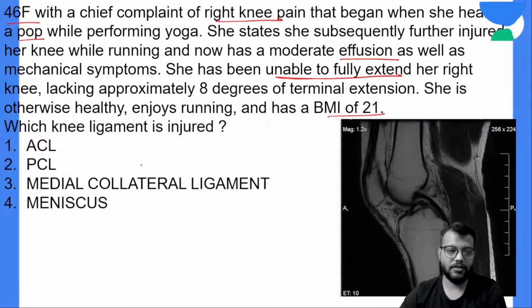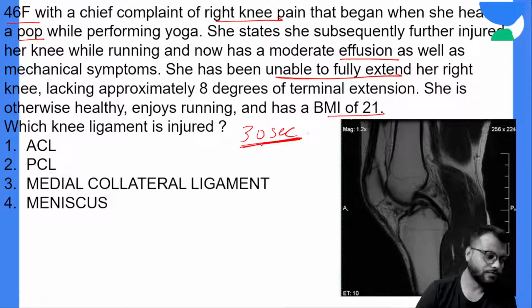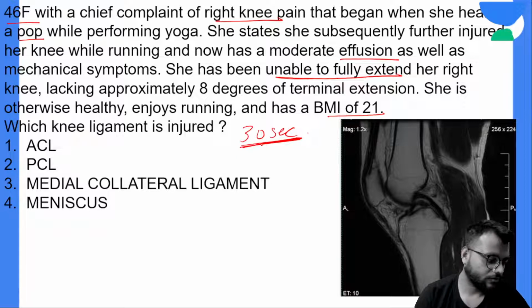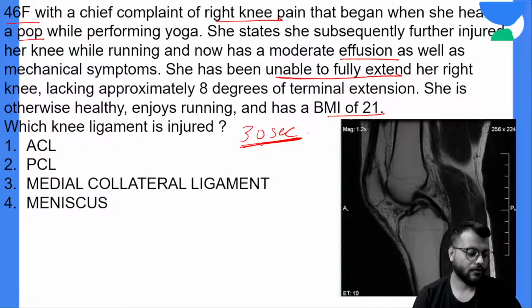And the MRI is given below. I'll give you 30 seconds to answer this question. You can type the correct option in the live chat box. Okay, so very evident from the MRI, the correct answer is the menisci.